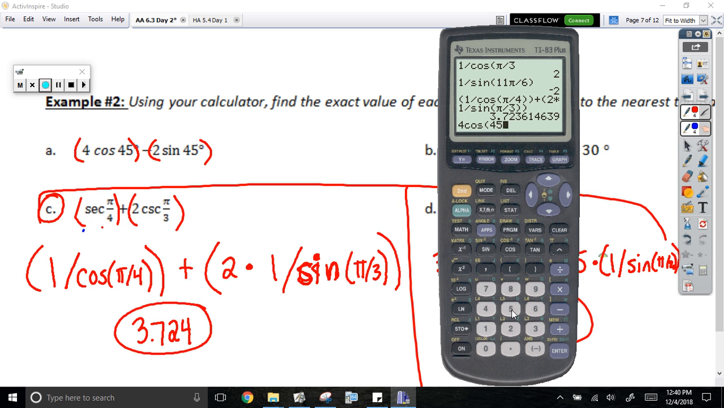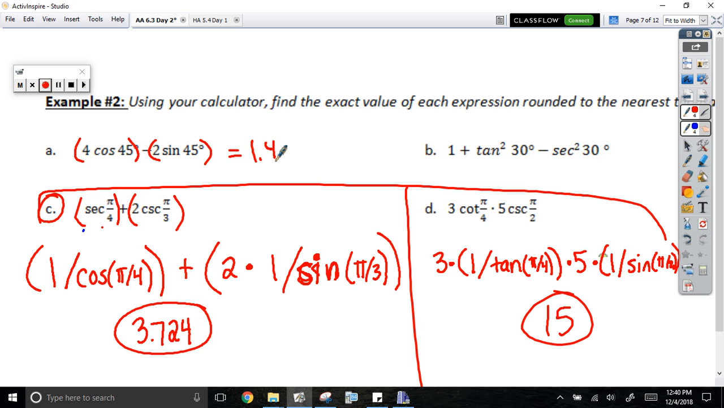So 4 cosine of 45. Now the only thing is you have to close the parenthesis after the angle. Because your calculator automatically puts that one there, you have to close it. Minus 2 sine 45. Should get 1.414. So again, you can do the parentheses or not do the parentheses there just because we didn't have any of this division going on.